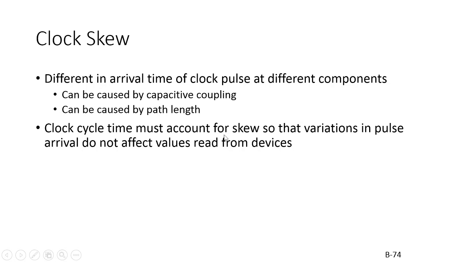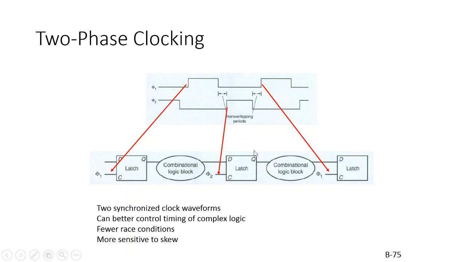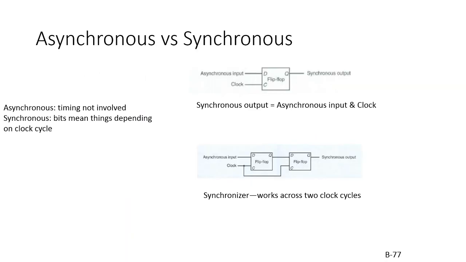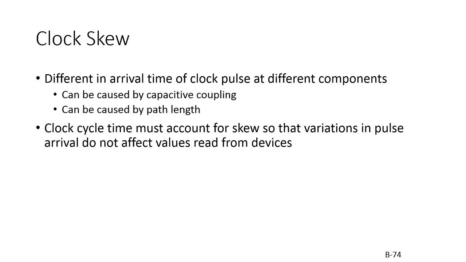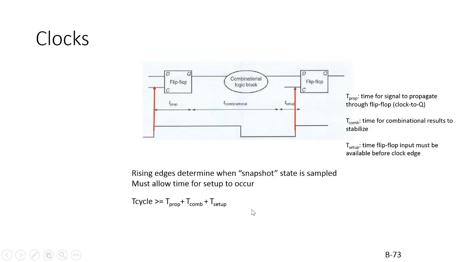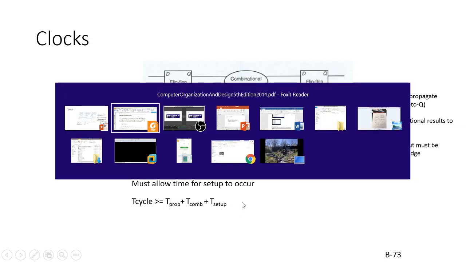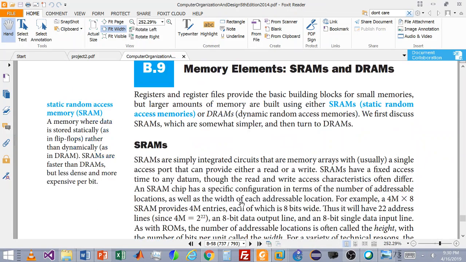So we have to address that, and right here it says clock cycle time must account for skew so that variation in pulse arrival does not affect values read from devices. So what we do is, it doesn't show it here well, but the book does a good job. We just add an additional component here called skew. Let me see if I can find that briefly. We're doing fairly well on time on this presentation.